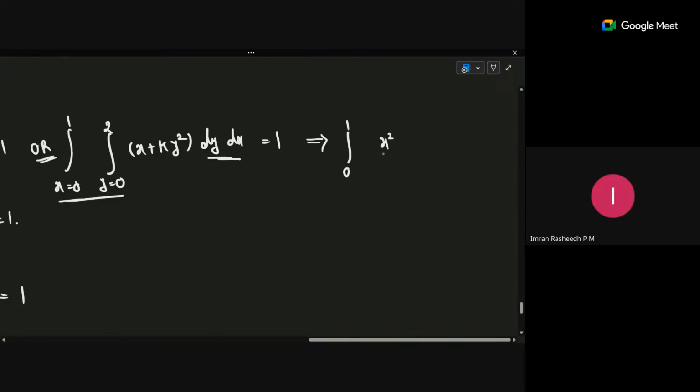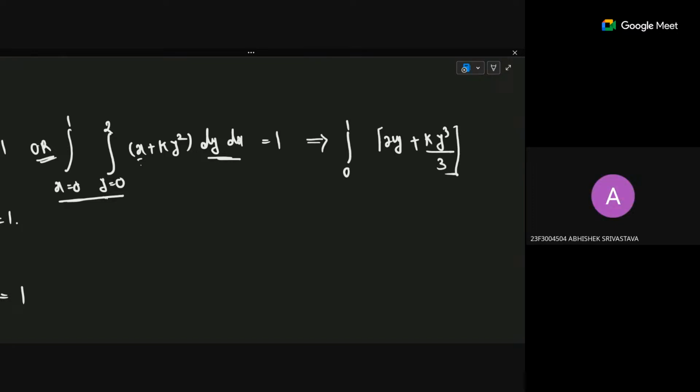It should not be x square by 2. When you are integrating with respect to y, you have to keep x as a constant. So after taking the integration with y, it is xy plus ky cube by 3. xy plus ky cube by 3.